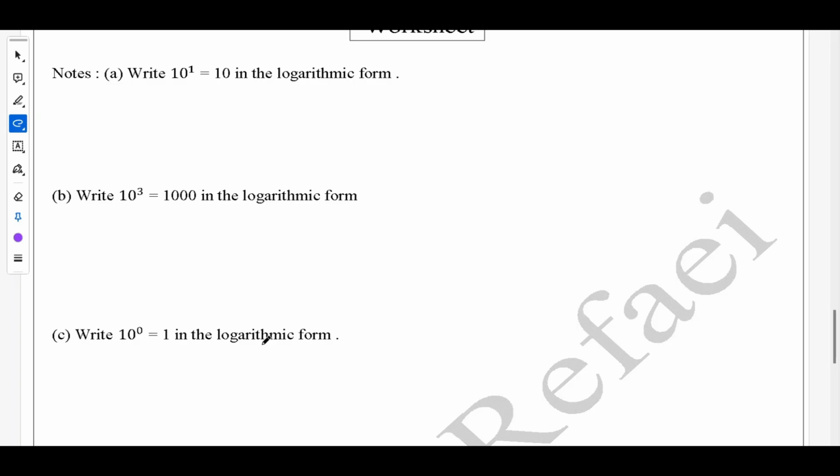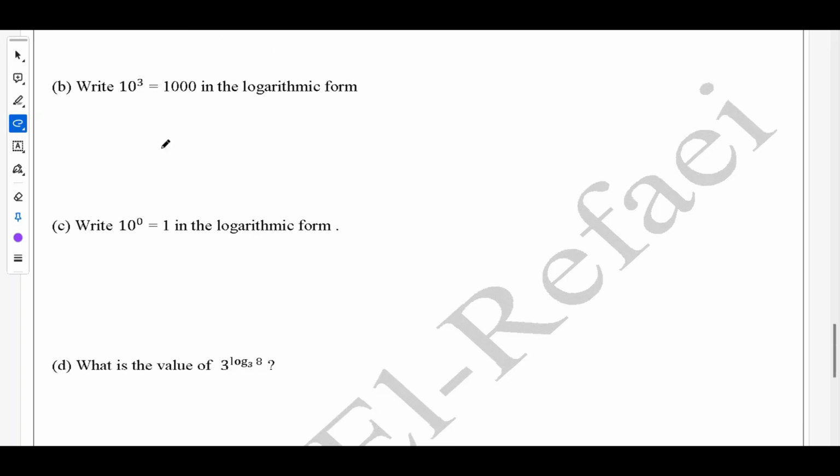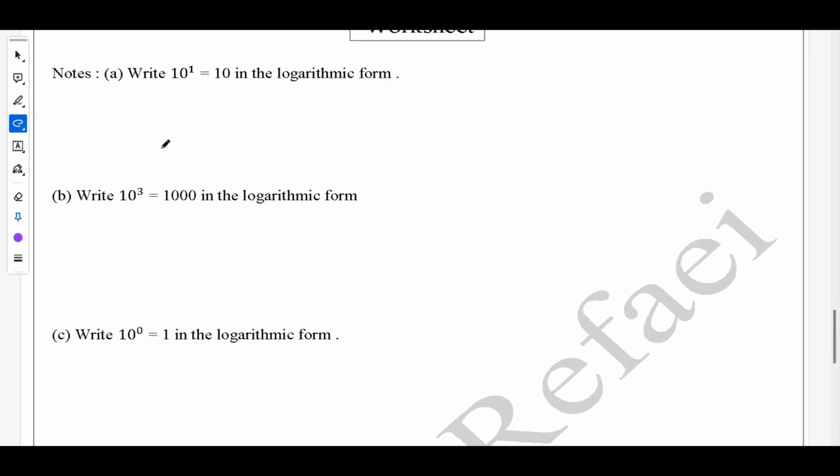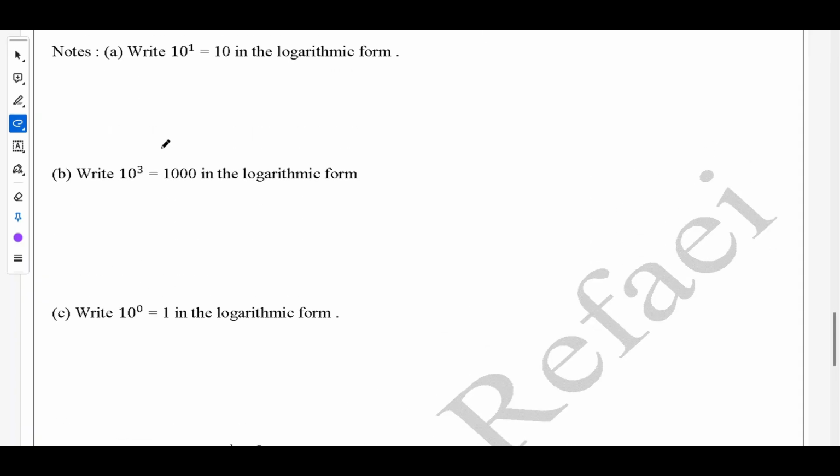You have to learn some rules related to logarithms, and I wrote them as notes A, B, C, and D. There are 4 logarithmic rules. We have to learn them, and we're going to use them in the future to solve logarithmic equations, exponential equations, logarithmic inequalities, and exponential inequalities.